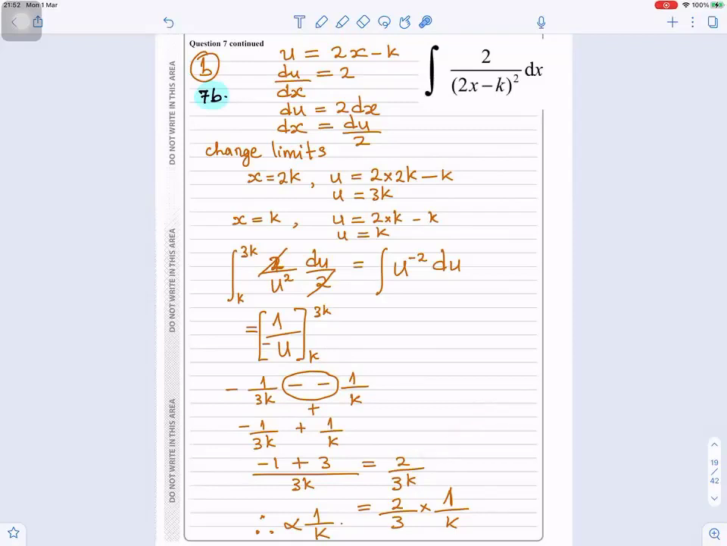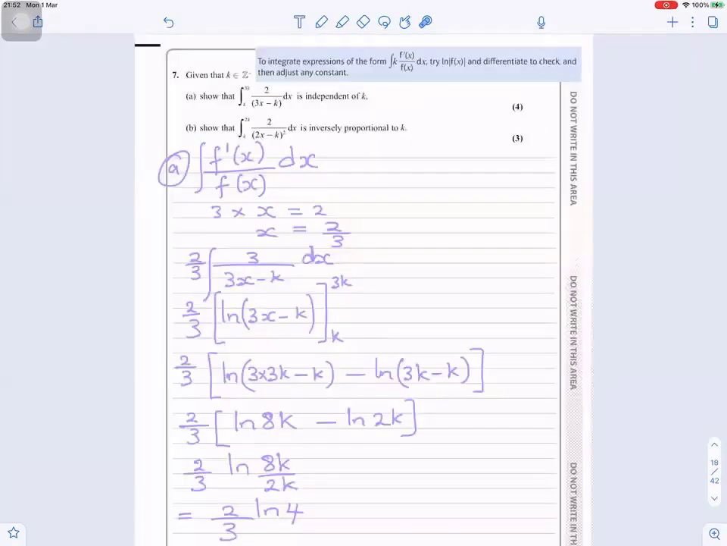And 2 over 3 is just like a number, times 1 over k. So that means it's proportional to 1 over k because 2 over 3 is just a number. So therefore, it's proportional to 1 over k. So that's question 7a.